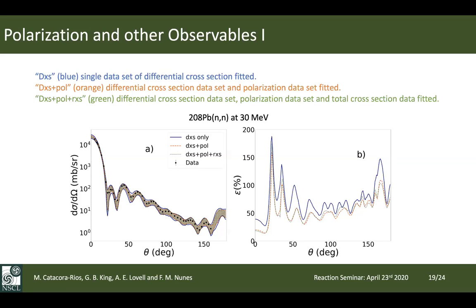I have this one case here just to show the 208 lead neutron at 30 MeV. We see that adding polarization to the differential cross-section reduces the uncertainty. Adding the total reaction cross-section to the other two does not make much of a difference here. The difference between the orange and the green is very minimal. So it seems like the reaction cross-section does not add anything new once you have already added the differential cross-section and the polarization.